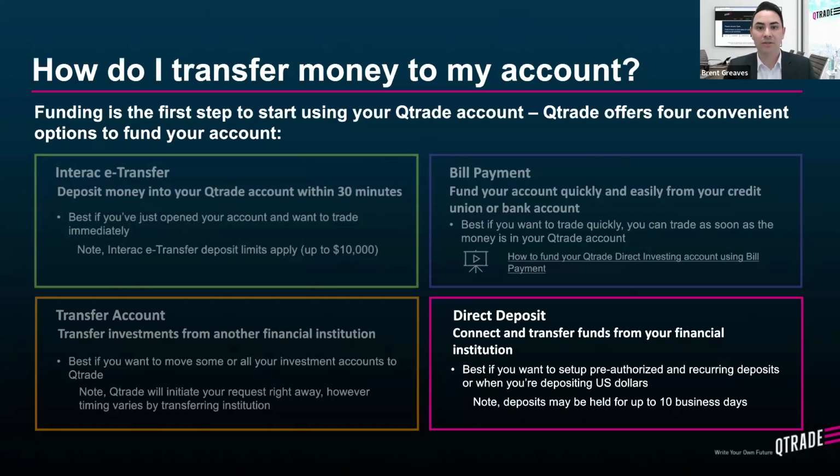Once your accounts are linked, you can initiate your EFT. The funds will appear in your Qtrade account within 1 to 2 business days. However, please note that deposits may be held for up to 10 business days, which is why we recommend Interac e-transfer or bill payments. And just want to remind you that if you did want to set up recurring deposits, you can do so through the Qtrade platform.